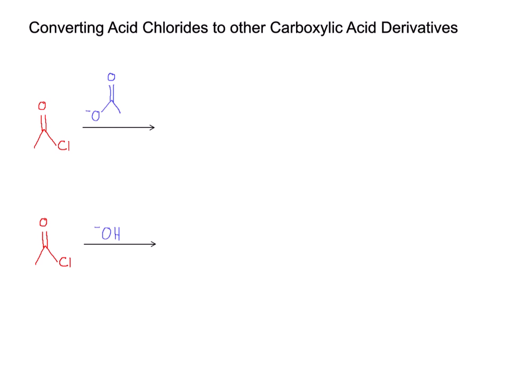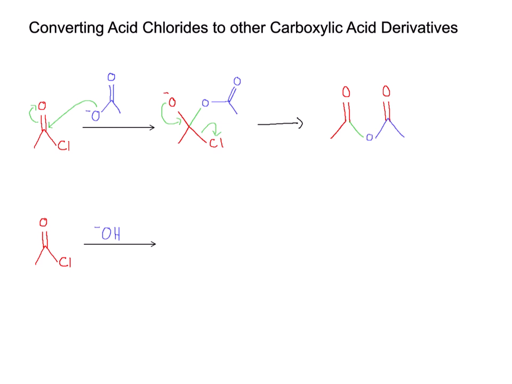As we would expect, the lone pairs on this negatively charged oxygen are going to attack the electrophilic carbonyl carbon and send the bond up to the oxygen. After that, the lone pair is going to come back down and kick off the leaving group. That, of course, gives us our anhydride product.